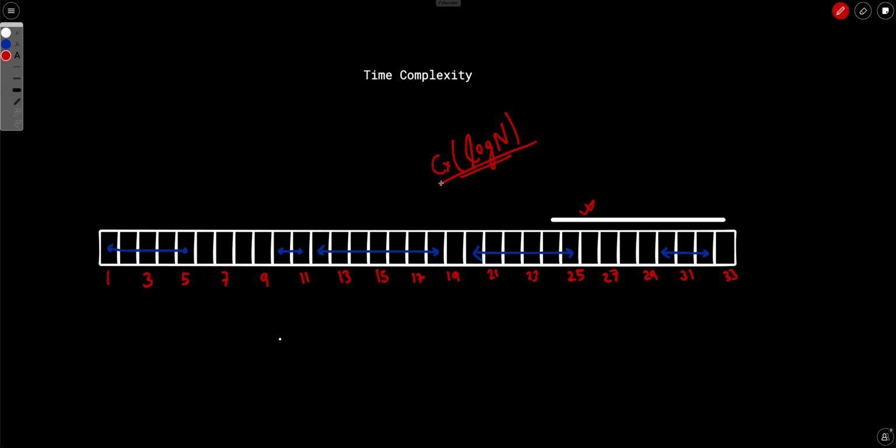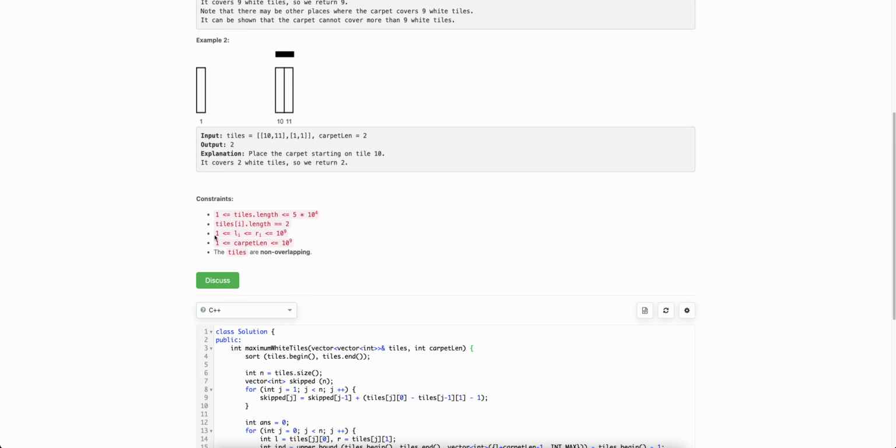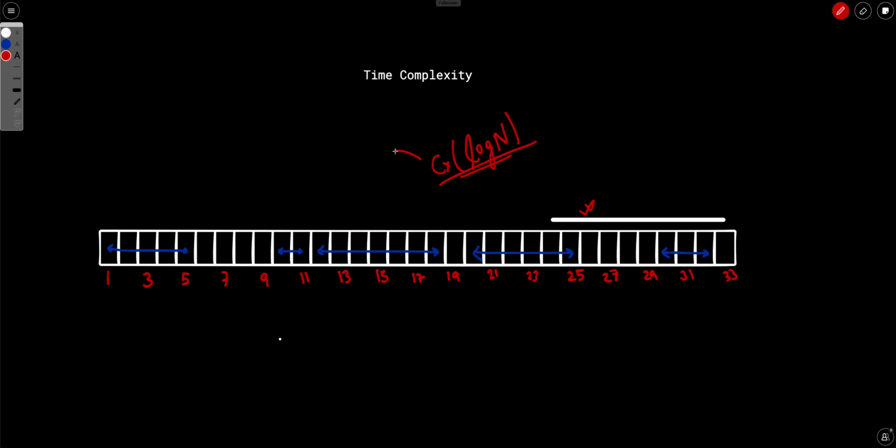Now we can't actually put the carpet at each of these positions, because the actual length of Li and Ri is 10 to the power 9. So C can be of the order 10 to the power 9, and we can't place the carpet at each and every position. So what remains is to eliminate C from this time complexity. We don't want to put the carpet in each and every position, so let's make an observation to see if we can reduce this or not.